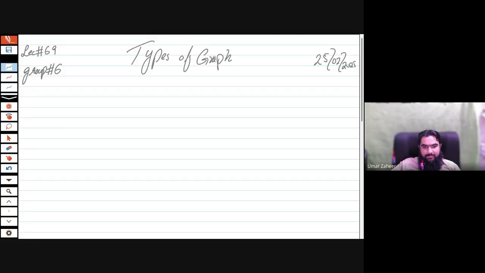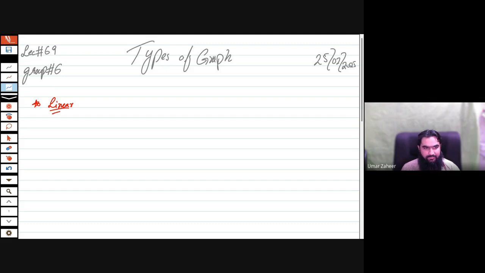Bismillahirrahmanirrahim. So today we are just going to be starting about the different types of graph, okay? Or you can say that we are talking about rough sketching, okay? So the very first graph that we must know is the linear graph. And we already learned about linear graph.